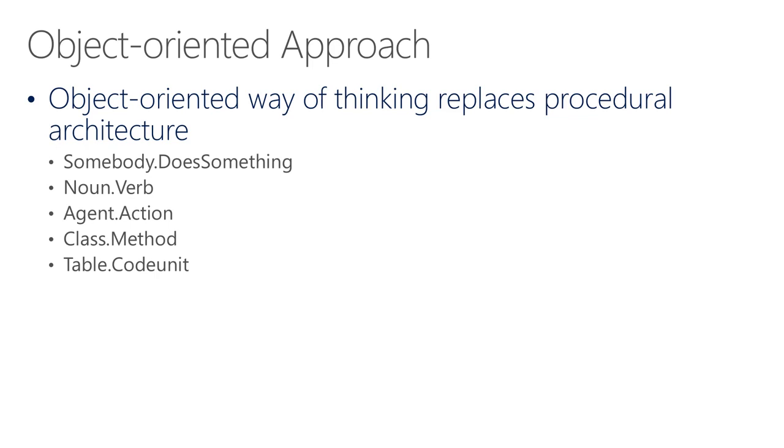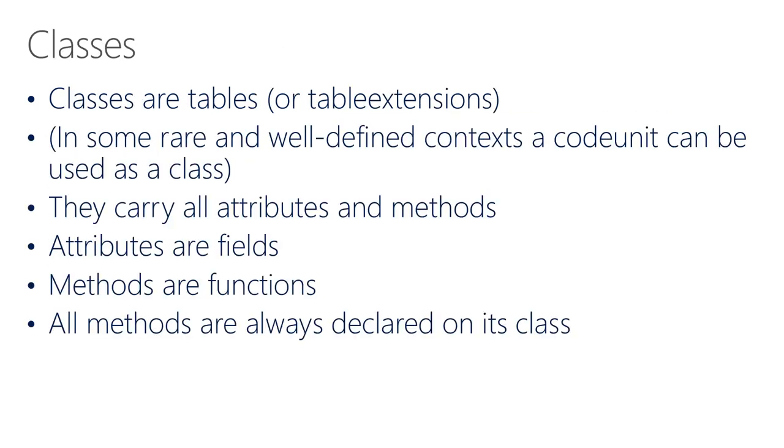We're not running functions or code units anymore, passing record variables as parameters. We're letting a class implement its methods. Classes are normally represented by tables or table extensions. In some rare and well-defined contexts, a code unit can be used as a class as well.